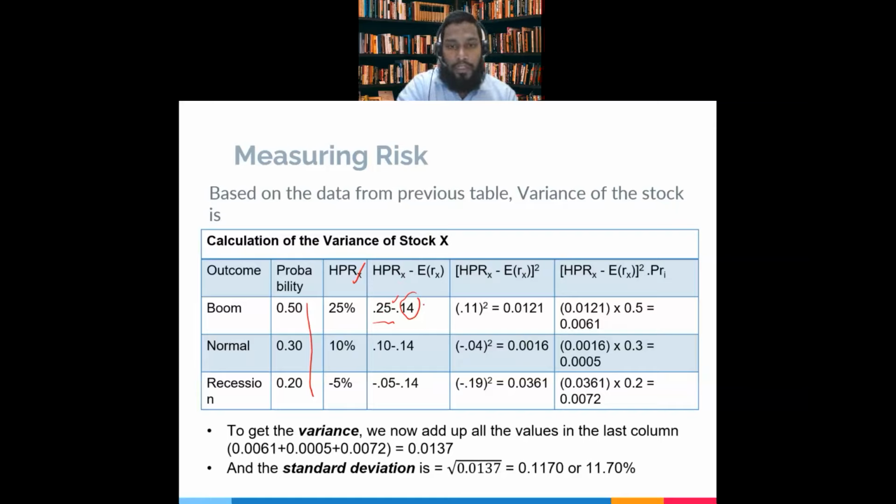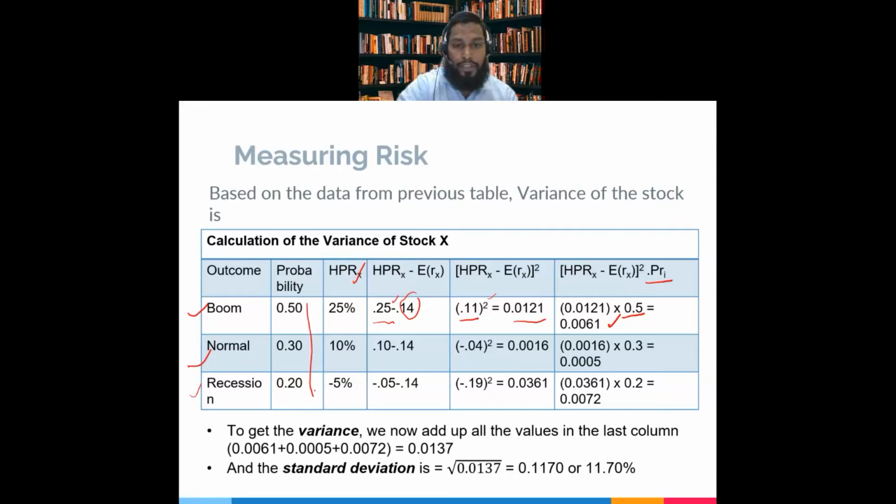After that we got 0.11, so we square it, and we get 0.0121. And then following the formula, this 0.0121, we need to multiply it with the probability. So here the probability is 50%. So we get the answer 0.0061. So we do the similar for boom, for normal, for recession.